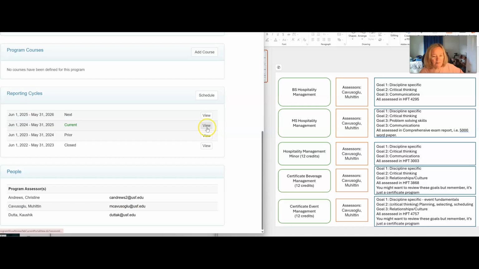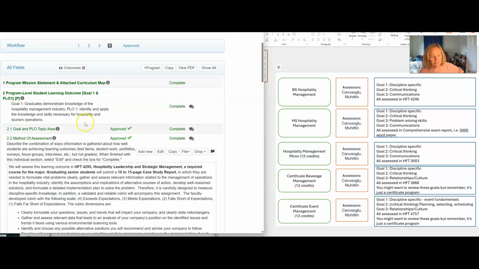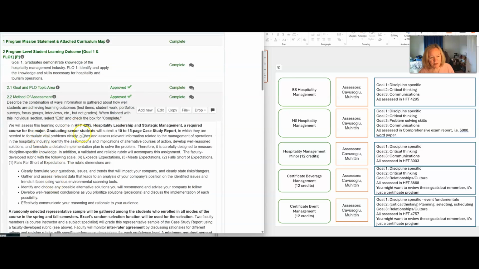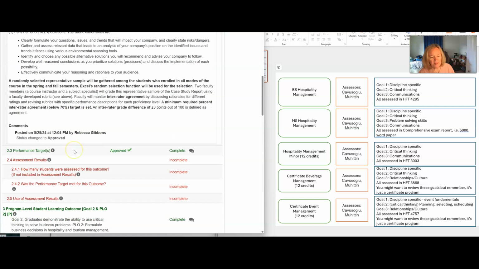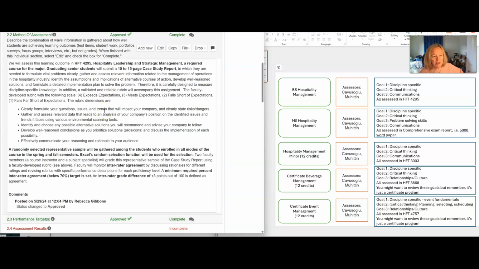So we'll go into view for this current year, and what everything has is your learning outcome. Okay, first a curriculum map, but a learning outcome. The method of assessment is here. This is where I got all the courses from. And then we report on the targets, what they expect. And then these are the assessment results: how many students, a yes or no on did they meet it? And then some thoughts about it, okay? How you might change assessment for next year, or maybe the goal isn't working out, or anything like that. Okay, that's it there. So you've got this for each goal and each program.